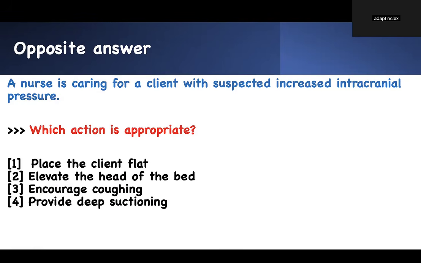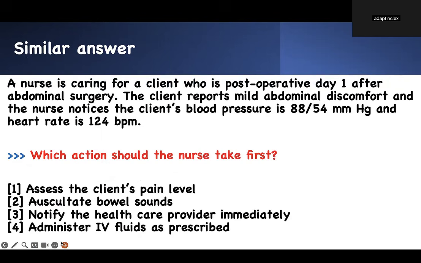Now you're left with one and two. One said flat, one said head of the bed up. That means they are opposite. That means one of them is the right answer. If I need to decrease your ICP, I should not put you flat. I should elevate your head. Therefore, two is the right answer. And this is the way you should master them. This is the way you should apply this strategy. If you're struggling, I want you to go through the process. And if you do that, you'll be able to pick prioritization questions easily.